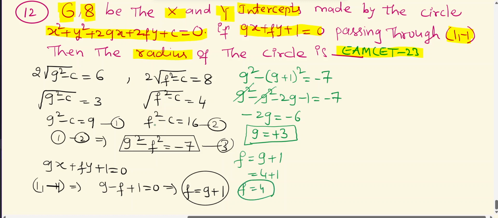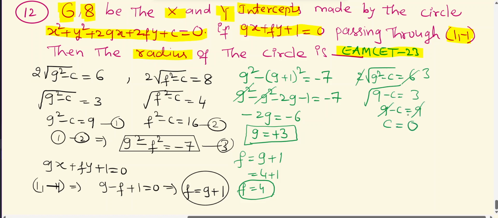Now find the c value. Substituting in the x-intercept, that is 2 root (g square minus c) is equal to 6. Here the 2 and 3 cancel and the g value is 3. Substituting in this, root (9 minus c) is equal to 3. Squaring on both sides, 9 minus c is equal to 9, 9 cancels. From this, c is equal to 0.